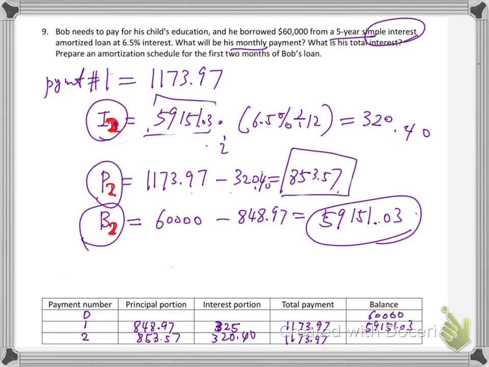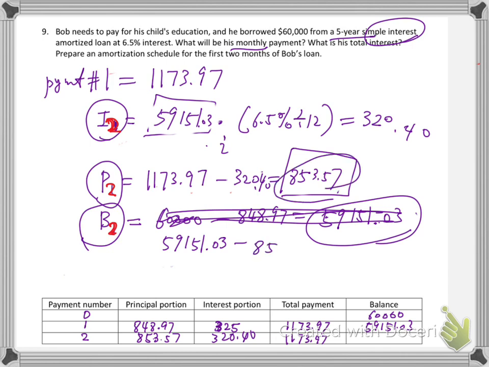New balance B2 is B1, the balance after the first payment, minus the principal portion, 853.57. And we get the new balance after the second payment, 58297.46. So that's our B2. Then we use B2 to calculate the payment for payment 3, and B3 to calculate payment 4.